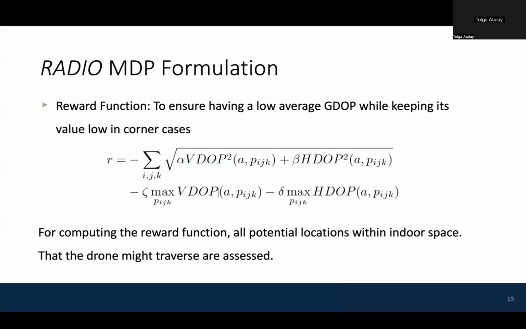The goal of the reward function is to ensure that we have a low GDOP while we also make sure that the vertical and horizontal dilutions of precision, which are respectively the z-axis and xy plane estimation errors, are also kept below a specific threshold, so as not to boost the errors in a specific dimension while trying to minimize GDOP overall. And we compute this reward function over all the potential locations within the indoor space that the drone may have traversed.